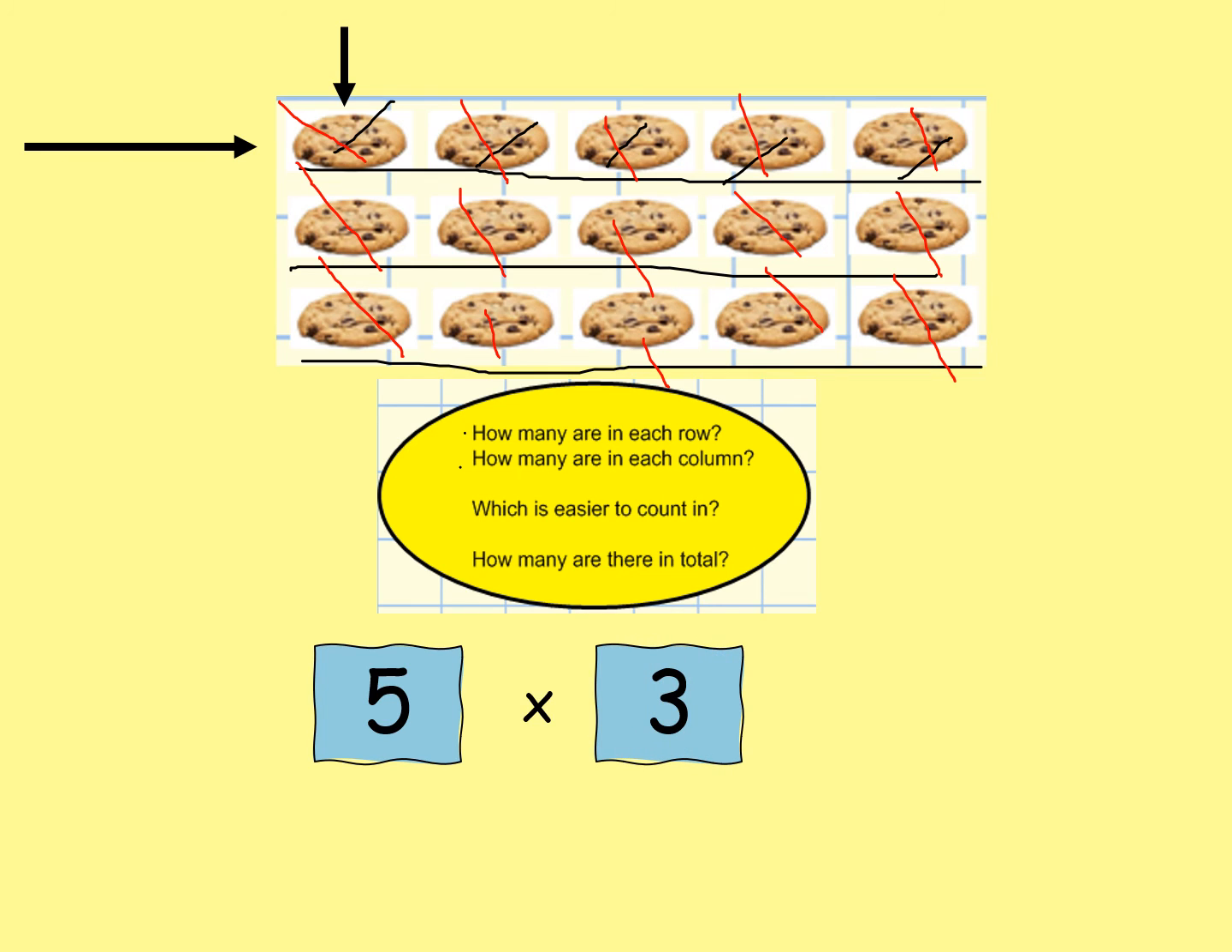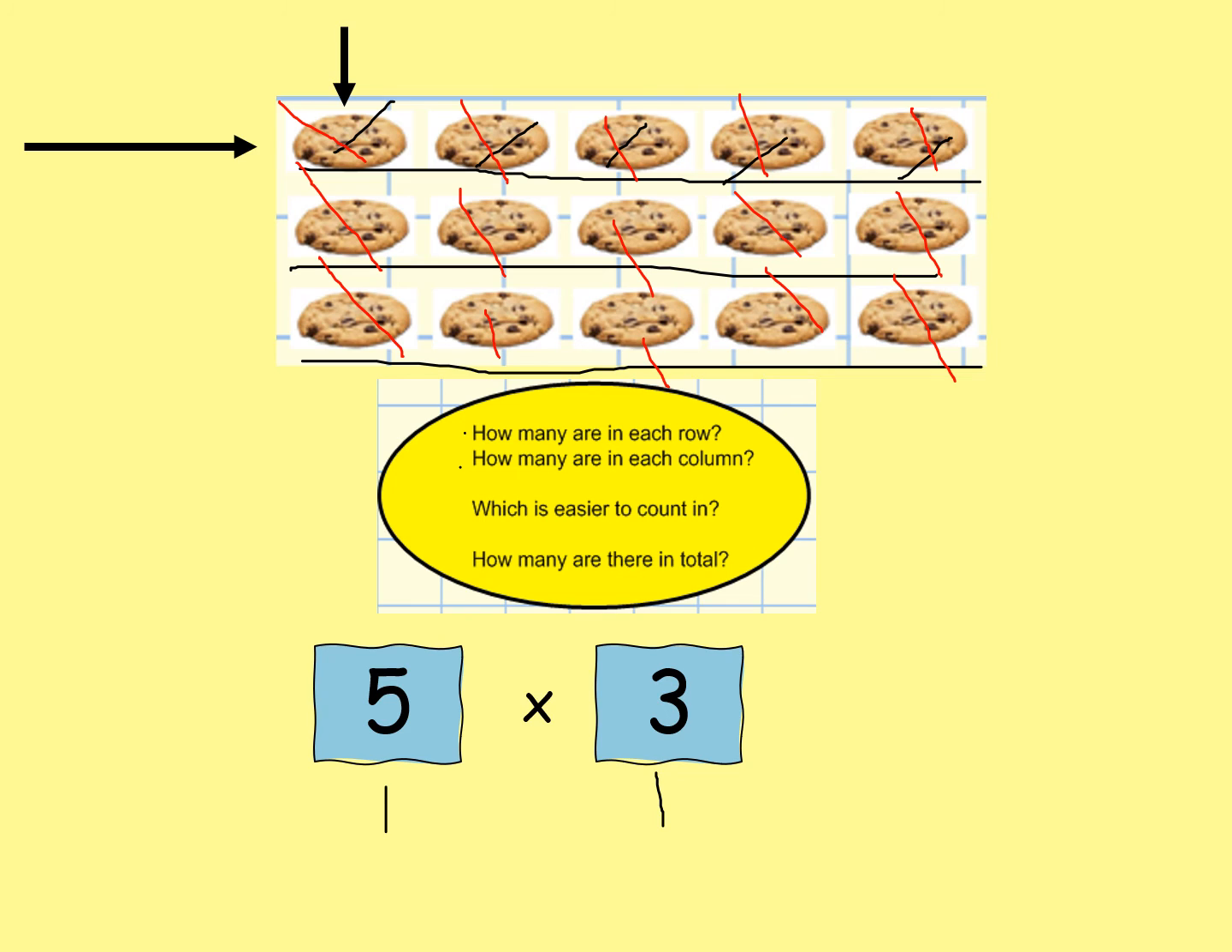So we can write it like this. We can write our number sentence as 5 groups of 3. Okay, or we could say it the other way around. We could say there's 3 groups of 5. Okay, we'd write it like this.